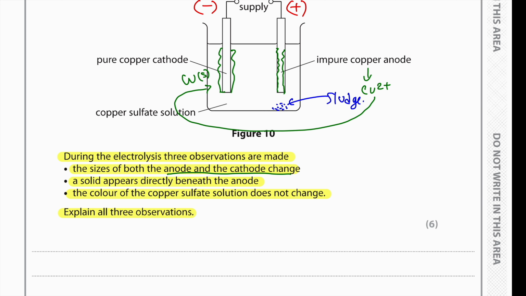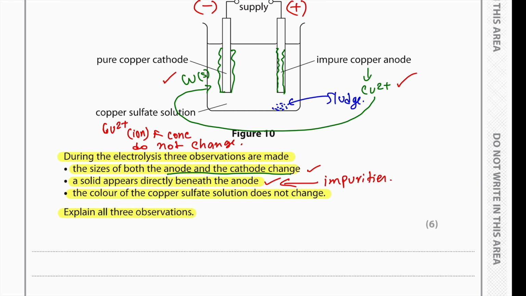Now, the copper sulfate solution is not affected because if one copper ion is generated, that copper gets deposited in the cathode. So the copper 2+ ion concentration in the copper sulfate solution does not change. Solid appears beneath the anode as impurities, and the concentration of copper 2+ ion does not change, which is why the color of the solution does not change.